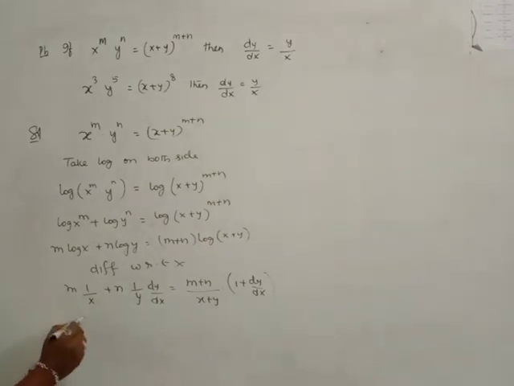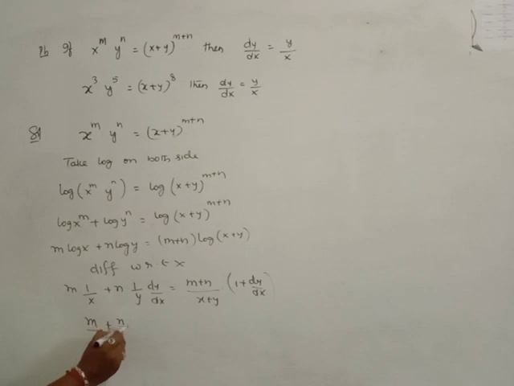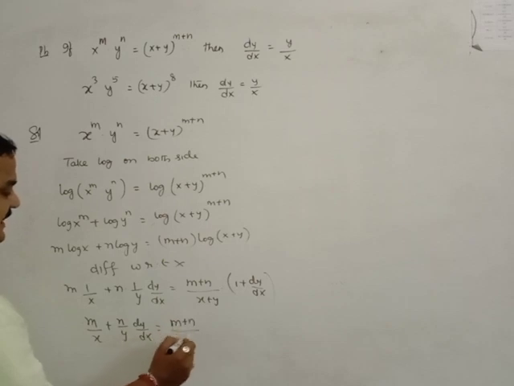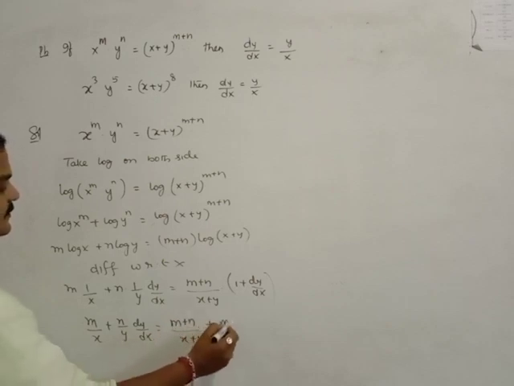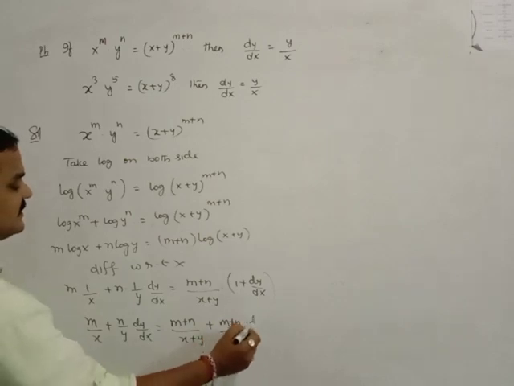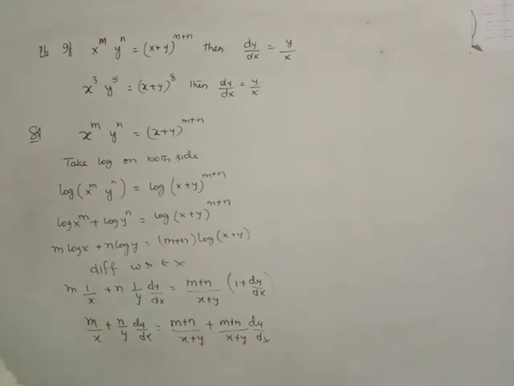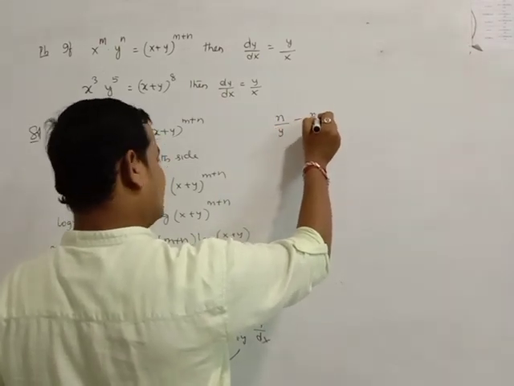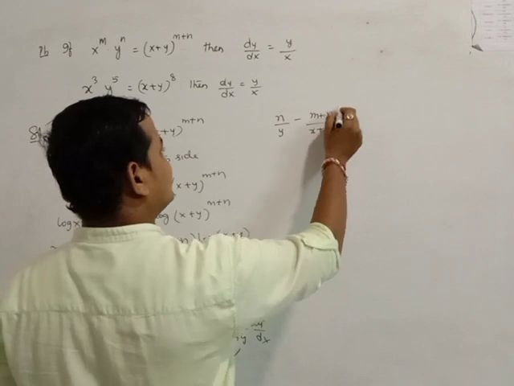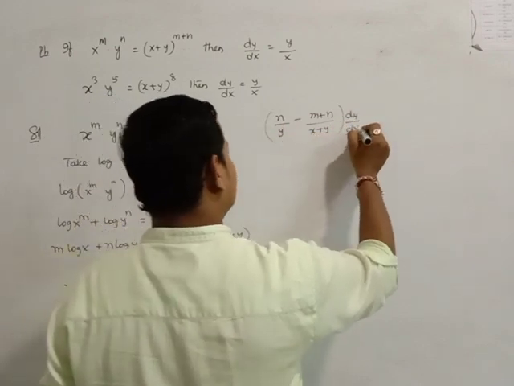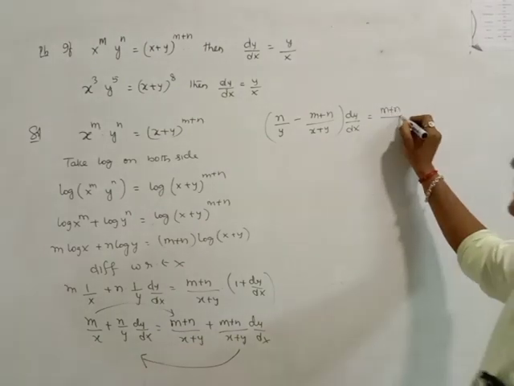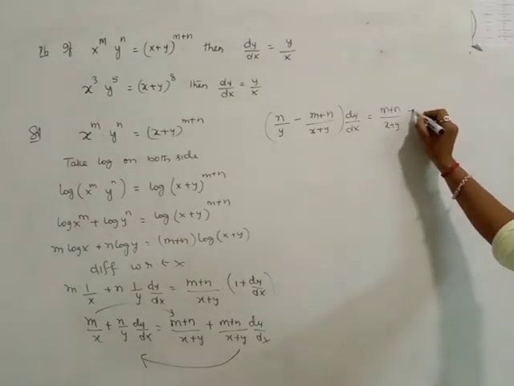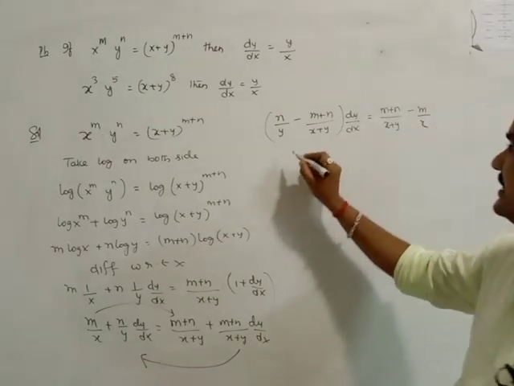So finally what you get in the process is m by x plus n by y dy by dx is equal to m plus n by x plus y plus m plus n by x plus y into dy by dx. The same term, bring the dy by dx term in one side and the other terms on the other side. Here, n by y minus m plus n by x plus y into dy by dx is equal to m plus n by x plus y minus m by x.